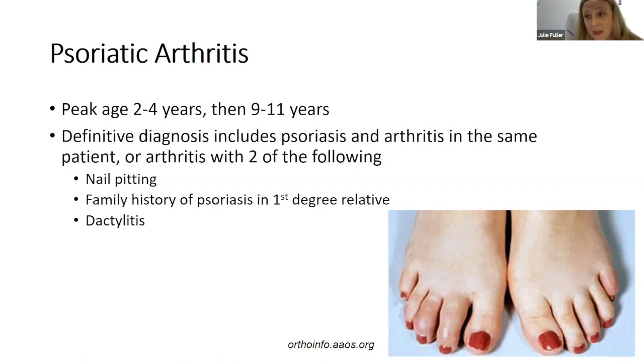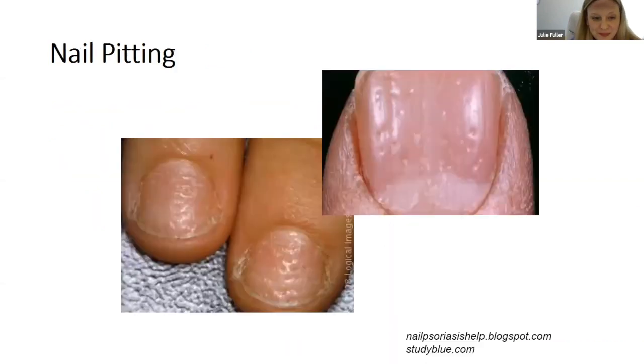So most of the time in our clinic, we're using the diagnostic criteria of arthritis and 2 of the following, which includes nail pitting or a family history of psoriasis in a 1st-degree relative or obvious dactylitis. And sometimes you'll see on our charts, we'll call them probable psoriatic arthritis because they may not get 2 of the diagnostic criteria, but they present with dactylitis and arthritis in another joint that's very suspicious for this subtype. And there's again another picture with some dactylitis.